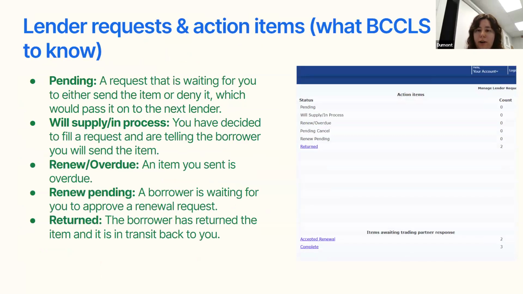Now to move over to the lender requests and action items, we have pending, which means that a request is waiting for you to either send the item or deny it, and denying it would pass it on to the next lender. Will supply in process means you have decided to fill a request and you're telling the borrower you will send the item. Renew overdue means that the item you sent is overdue. Renew pending means that the borrower is waiting for you to approve a renewal request that they have made. Returned indicates that the borrower has returned the item and it's in transit back to you.